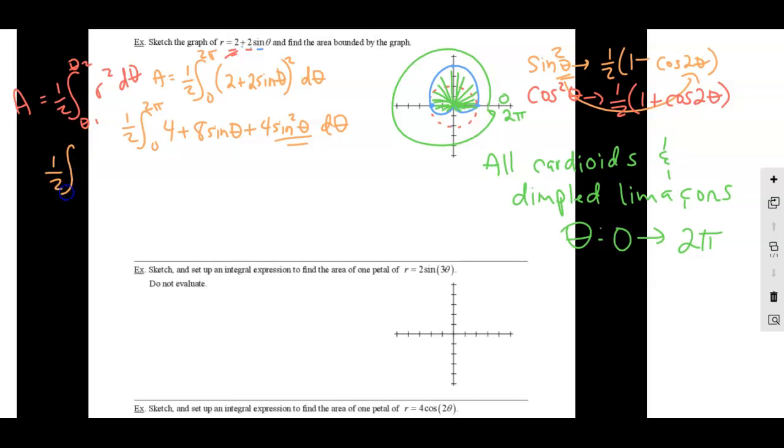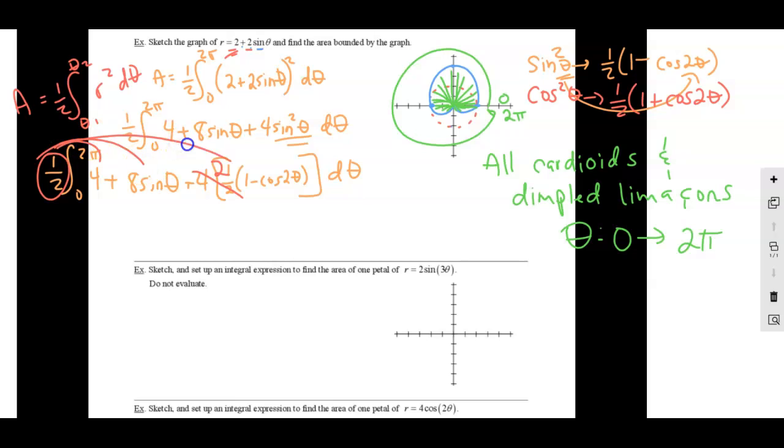But anyway, here we go. We've got 1/2, integral from 0 to 2 pi. We have the 4, plus 8 sine theta, plus 4 times that power reducing thing, 1/2, 1 minus cosine 2 theta. There we go. Let's just simplify it, and then we'll be able to integrate. Let's see. 4 and 1/2, all that's just 2. And I could actually take this and distribute. So here we're going to have just 0 to 2 pi. 1/2 of 4 is 2.